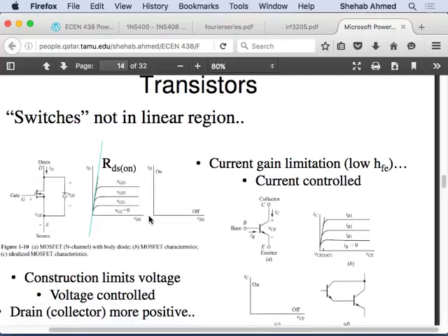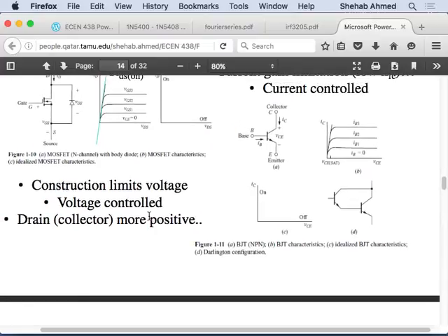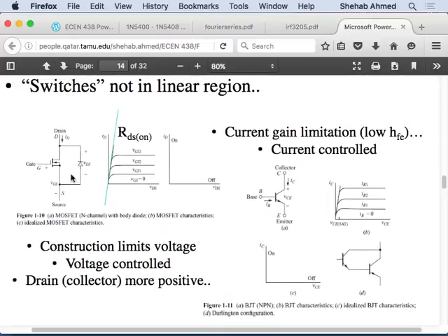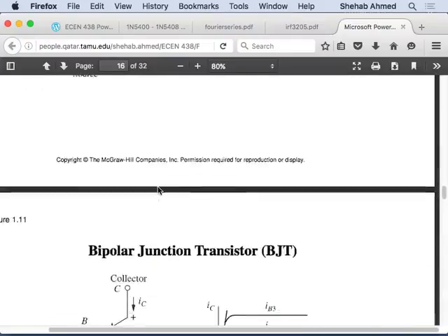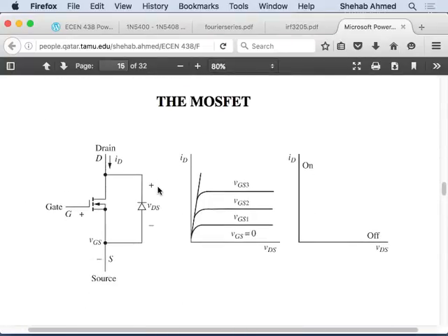And again, one is voltage controlled, which is the MOSFET. One is current controlled. The disadvantage of current control, as we said, you have to maintain the current all the time. So people in power electronics don't really use BJTs at all. They came up with a hybrid that they called IGBT, and I'll talk about that next.